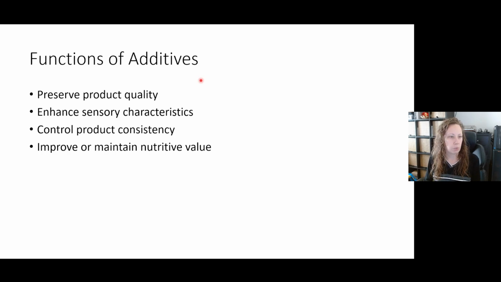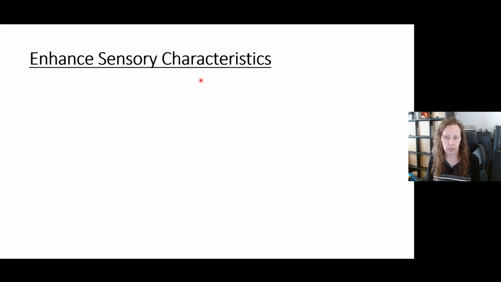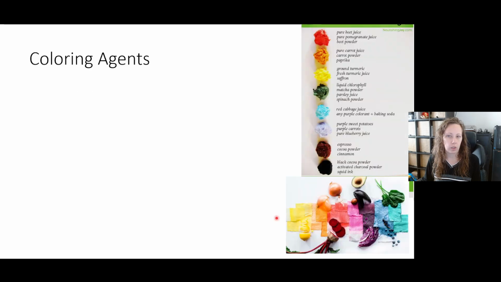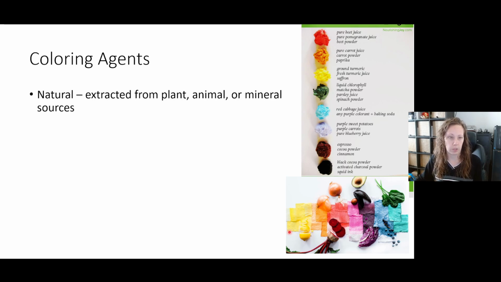Okay. So moving on to enhancing sensory characteristics, we have 4 potential types of additives that are subcategories of this function. One is coloring agents, flavoring agents, flavor enhancers, which is a little bit different than flavoring agents. It's not adding a flavor, it's just enhancing the flavor that's already there, and sweeteners. So for coloring agents, there are 2 forms, 2 general categories of coloring agents. The first is natural, and the next one will be synthetic.